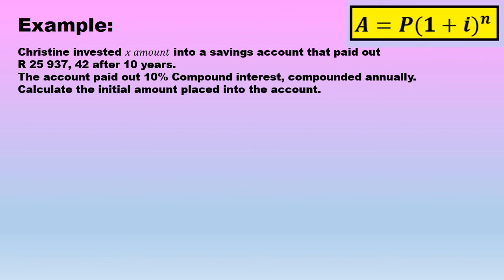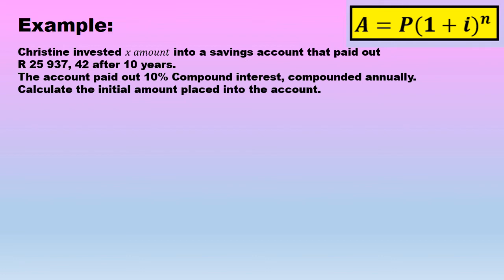So what have they given me? Have they given me the P value, or have they given me the future amount? The account that was paid out after 10 years. Aha, they've given me the future amount. They've given me A's value, and they're asking you to work out how much must she invest now so that she gets a payout of 25,937 Rand and 42 cents.